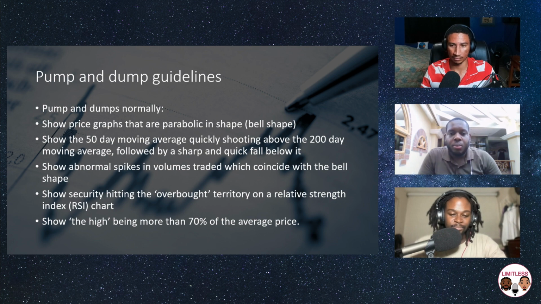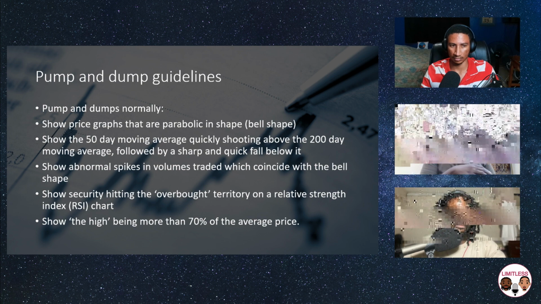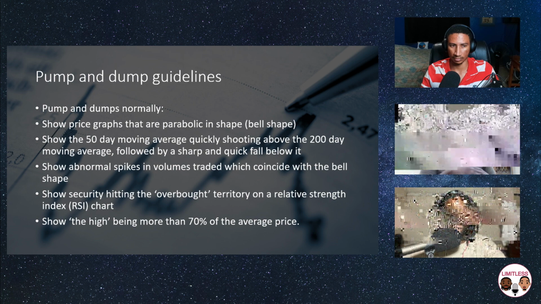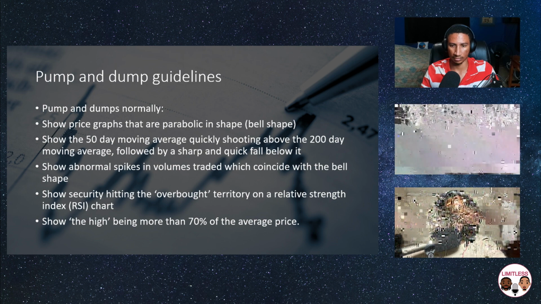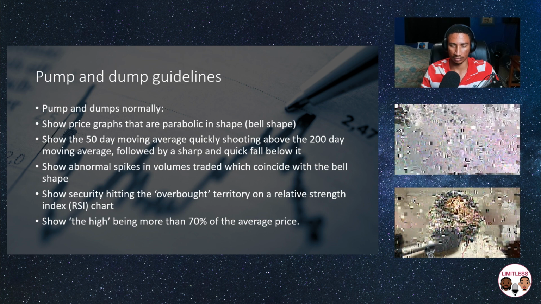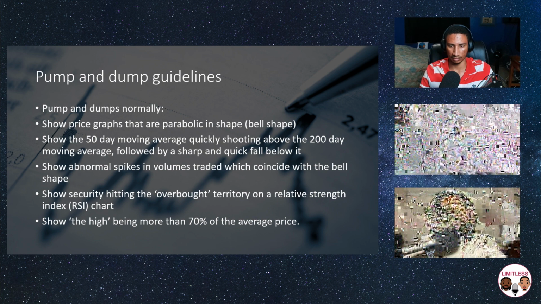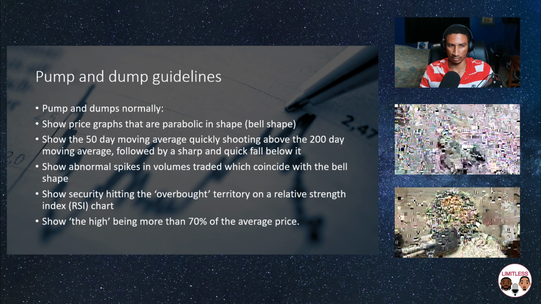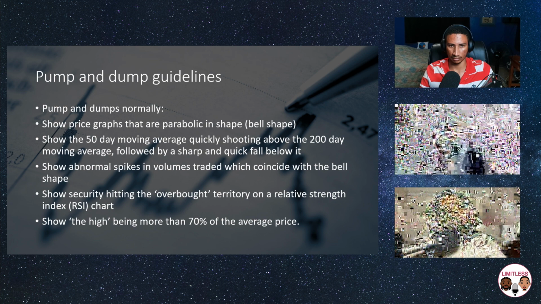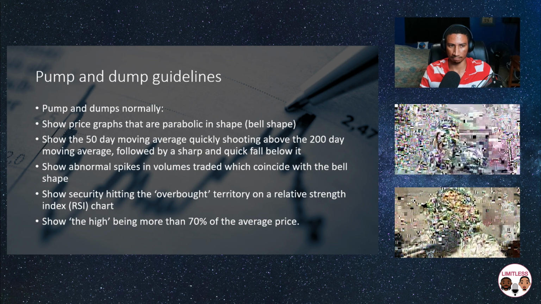What we also need to look for is that it shows abnormal spikes in volumes traded, which coincide with the bell shape. The bell shape is normally supported by a huge spike that seemingly came out of nowhere, and then that spike will peter out, and the price also peters out to follow. We'll also observe the relative strength index, which tells us if a stock is overbought or oversold.